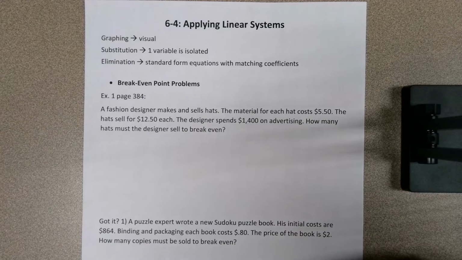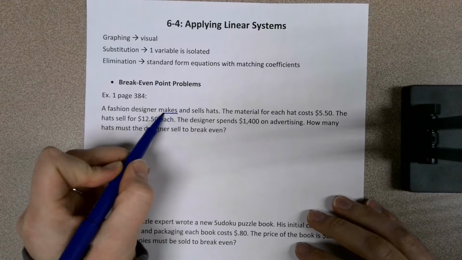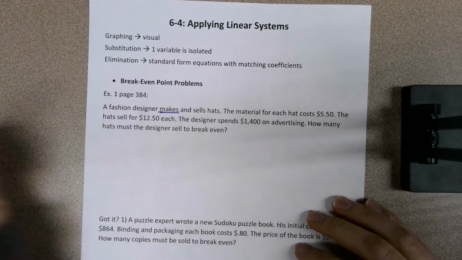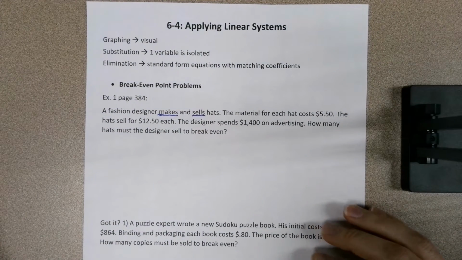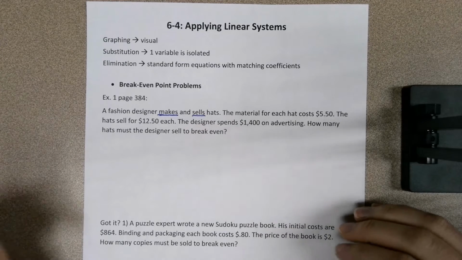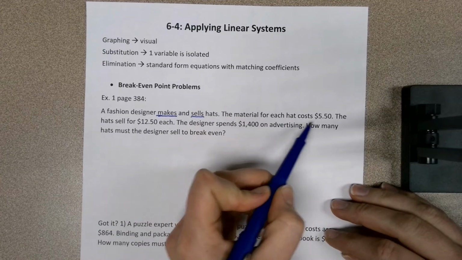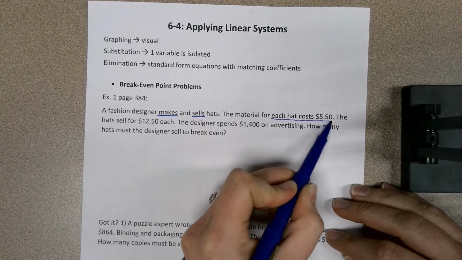So let's read the word problem. It says that a fashion designer makes and sells hats. So they're spending money to make the hats, and they're also selling the hats, so they're making money off of that. So we're going to have an equation for both situations. The material for each hat costs $5.50. So just to make the hat, each hat costs $5.50.